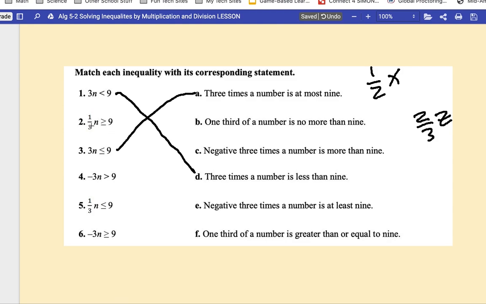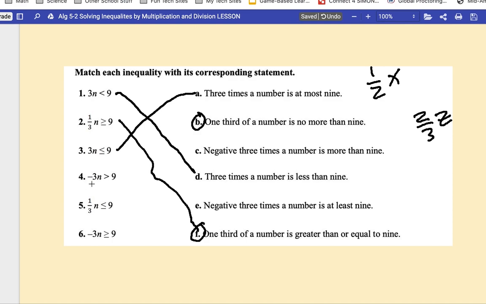So if we look at number 2, we would read this as 1/3 of n, and I know this is a greater than or equal to sign. I've got two 1/3s in here, this one and this one. This one says 1/3 of a number is no more than 9. Well, this clearly states that it would be at least 9, if not more. So F, 1/3 of a number is greater than or equal to 9, is our culprit. That's what we want.